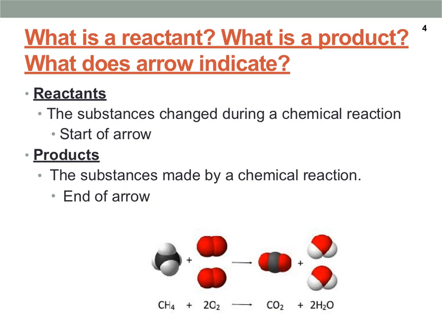Okay, in all chemical reactions, there are two things. There's a reactant, so we need to know what is a reactant, and there's a product. The reactants are the substances that are being changed during a chemical reaction. The products are the substances that are made or produced by a chemical reaction.